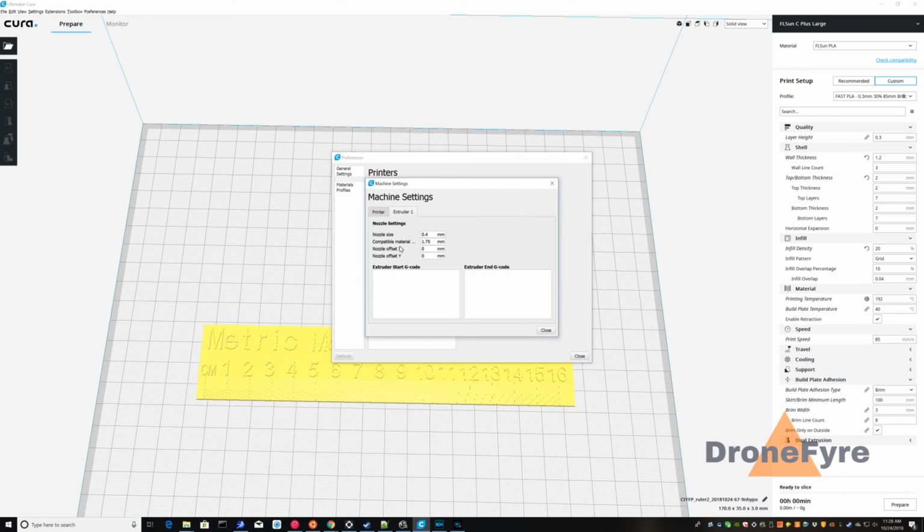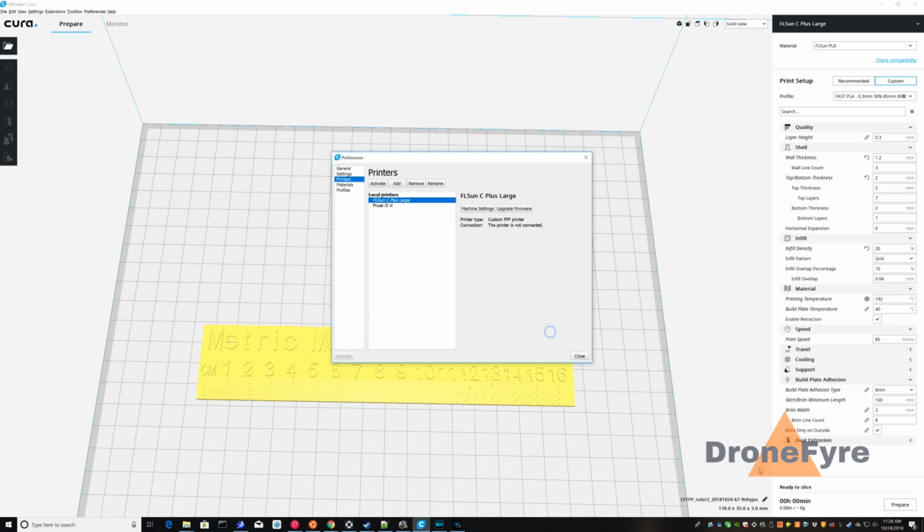we'll take a look. I had the material actually set to 3 millimeter when I was using 1.75 millimeter filament. So this caused an under extrusion during prints, which caused the sponginess. So I set that to 1.75 and that cured the problem.